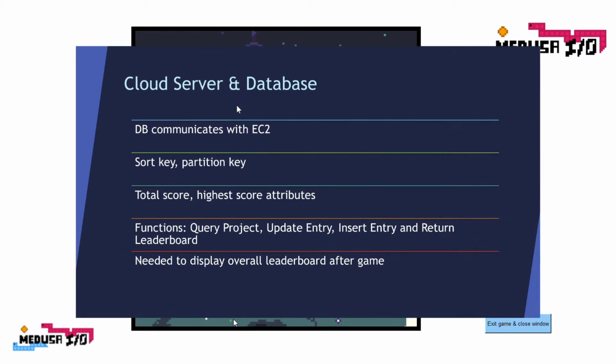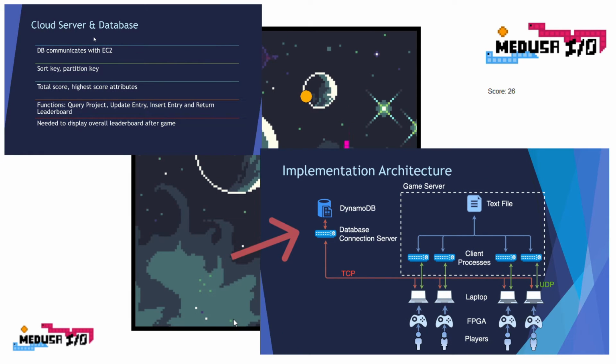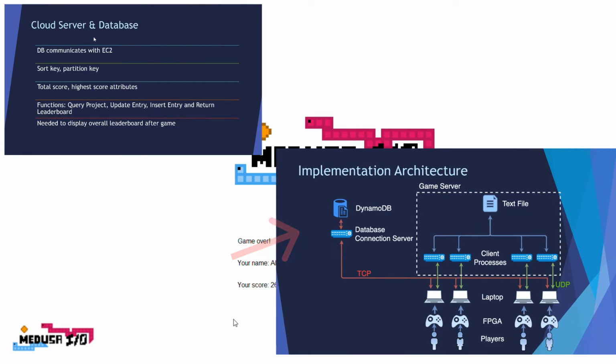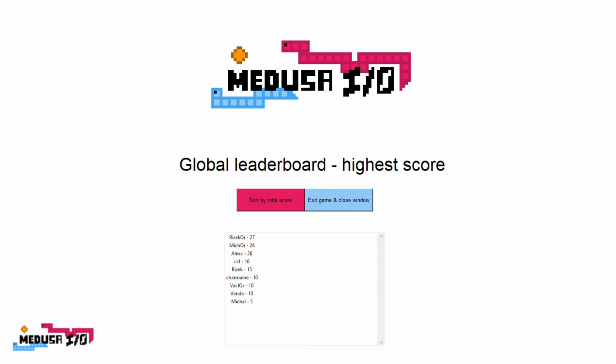The database establishes a connection with EC2 via TCP, and it reads the files on each computer. The database consists of a sort key and partition key, which are used to query the database, and it consists of total score and highest score attributes. There are functions that it has, including query project, update entry, and return leaderboard, which are needed just to display the overall leaderboard after each game is over.